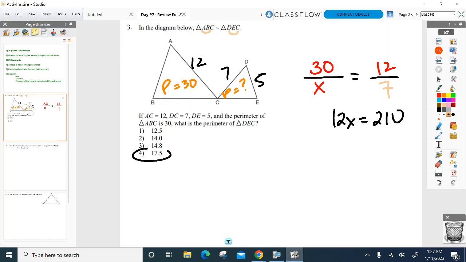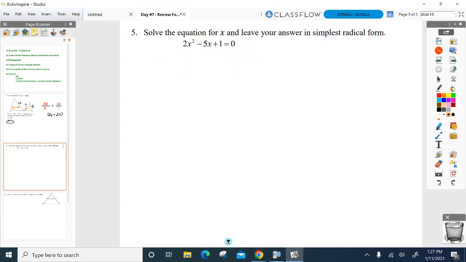17.5. Perfect. There we go. All good? All right, that was nice. Let's get to some meat now. All right, let's get to the real deal. Number 5.